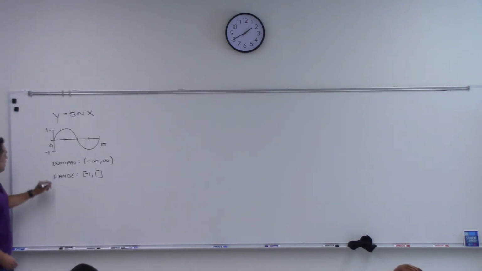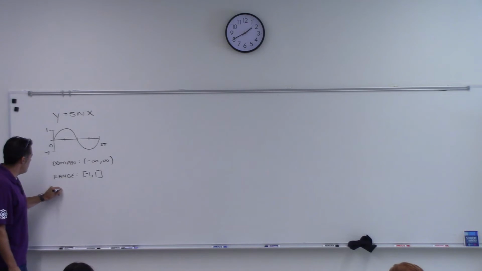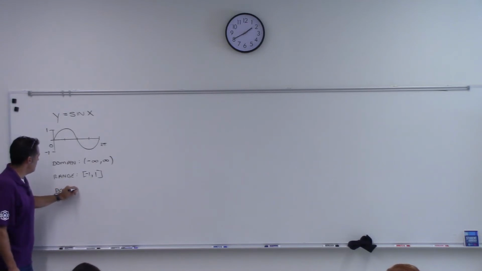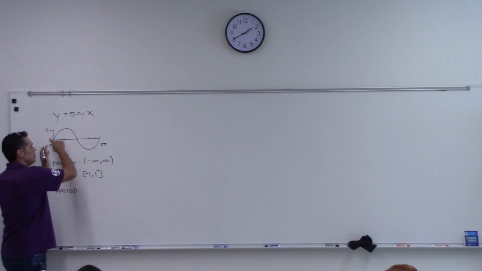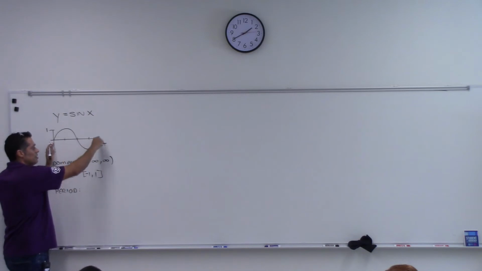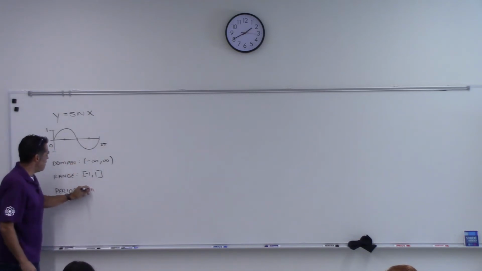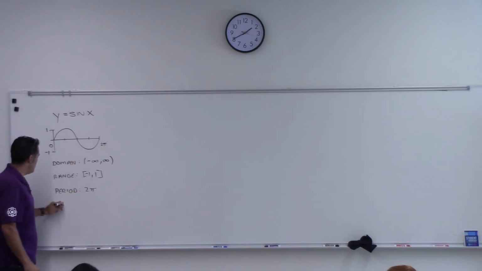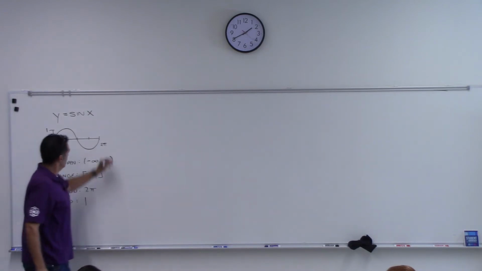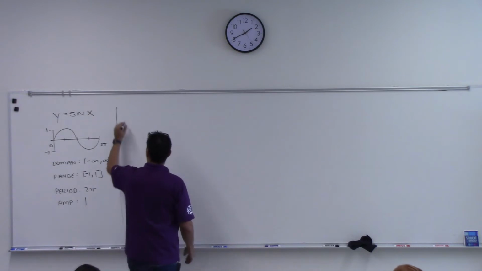And what's the period of this standard sine function? That means what's the distance to complete one cycle? 2 pi. And the amplitude of this is 1, right? Okay, that's what the basic sine function looks like.